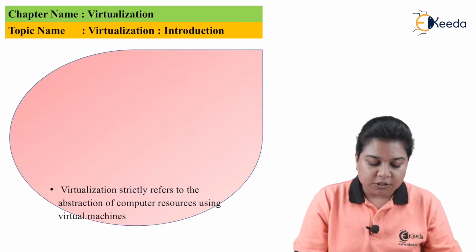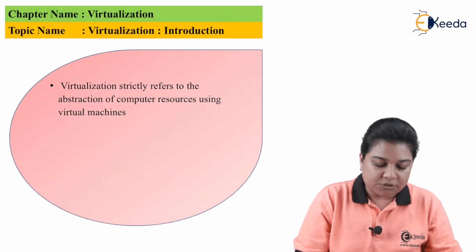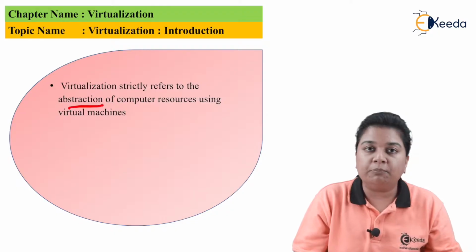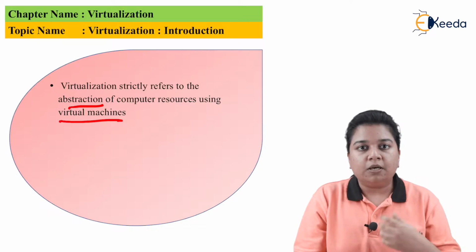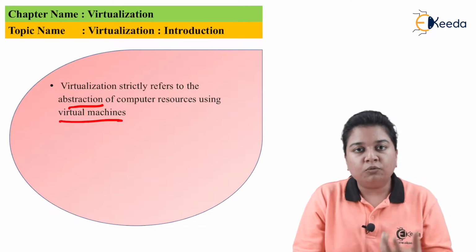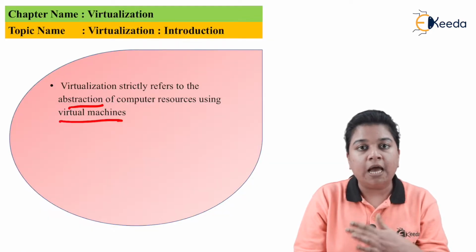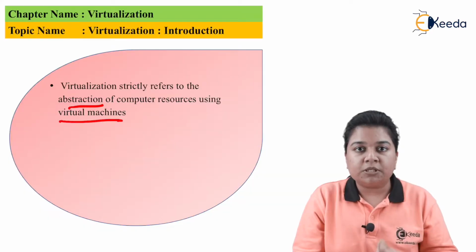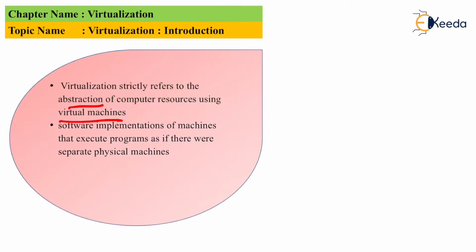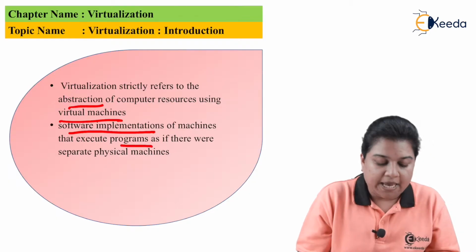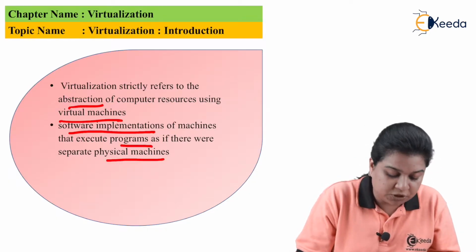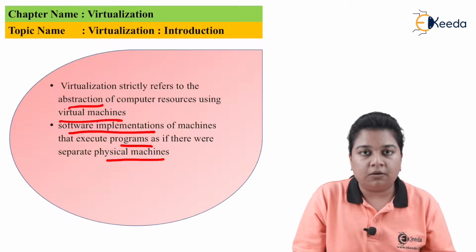What is virtualization? Virtualization strictly refers to abstraction of computing resources using virtual machines. Abstraction means you have a single physical machine on which several virtual machines are created, and we use that particular resource at distinct levels, considering it as a different machine. These are software implementations of machines that execute programs as if they were separate physical machines. We have already learned about it.